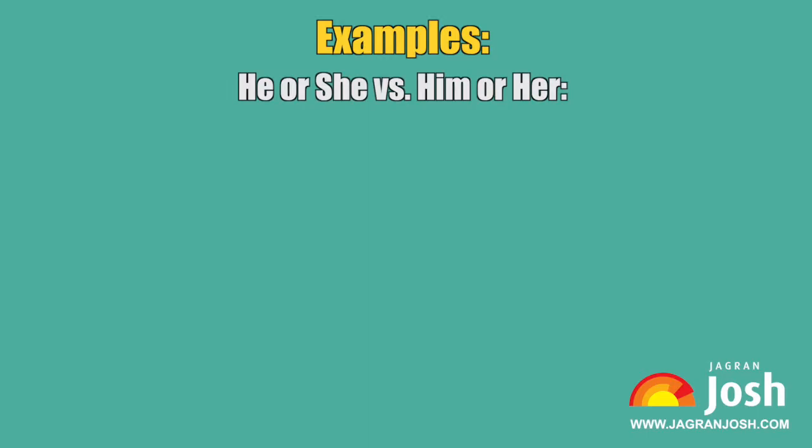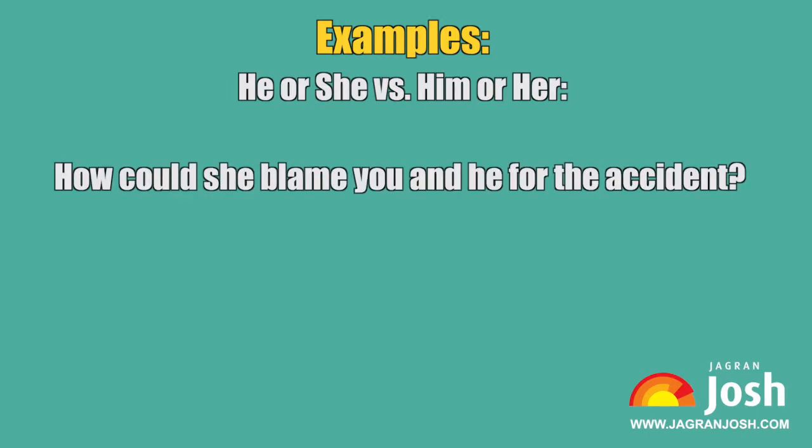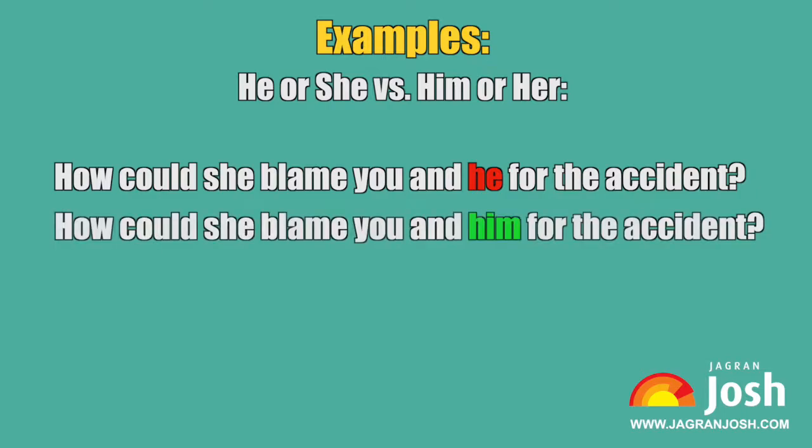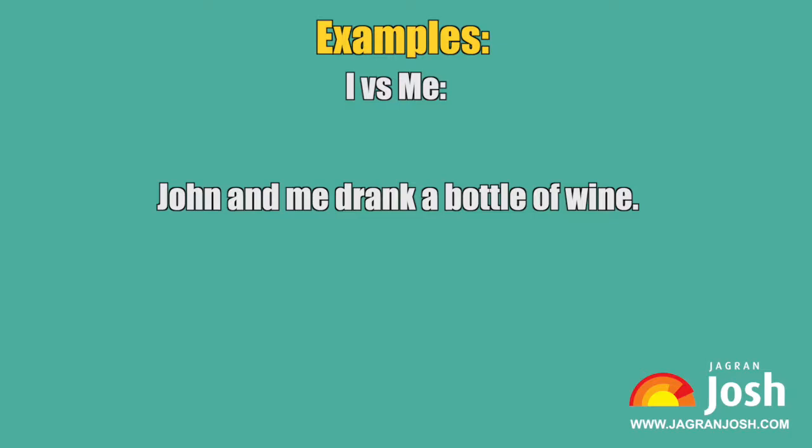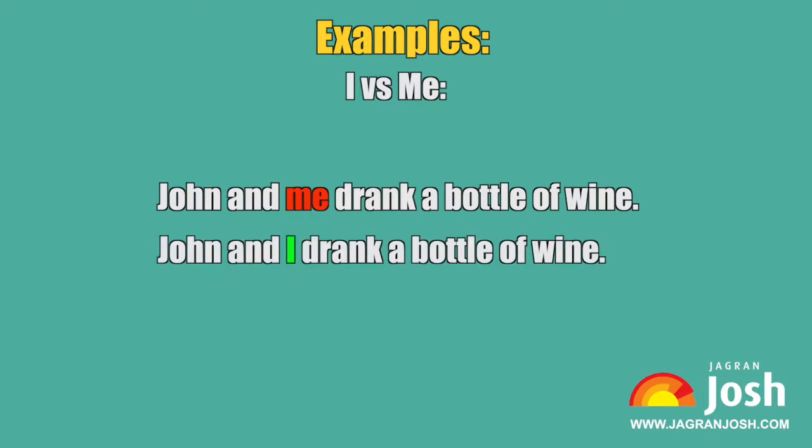Examples. He or she versus him or her. How could she blame you and he for the accident? This is wrong. The correct one is, how could she blame you and him for the accident? I versus me. John and me drank a bottle of wine. This is incorrect. The correct version is, John and I drank a bottle of wine.